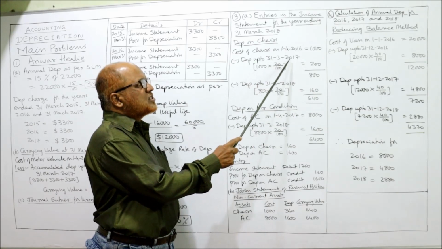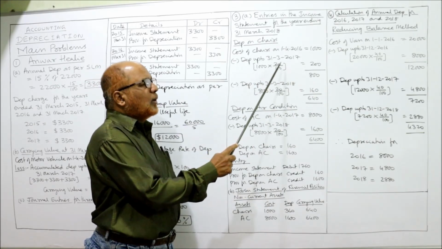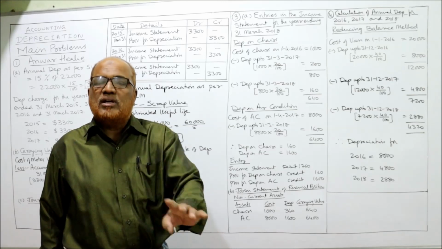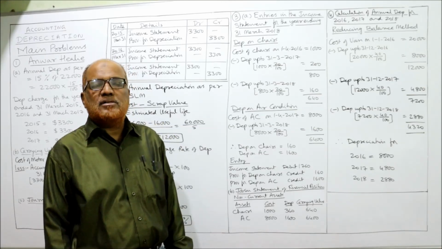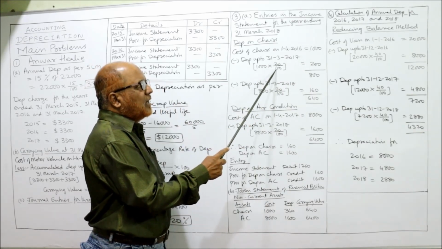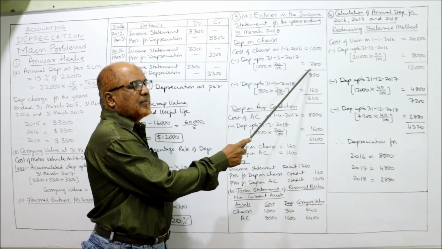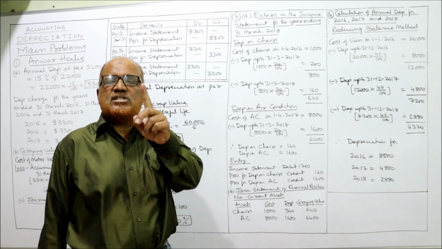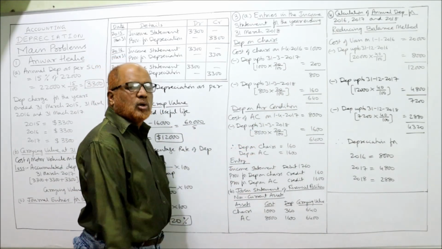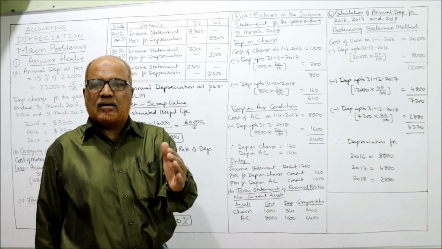Depreciation up to 31st March 2017. 20% on reducing balance method, that is what is given in the problem. So what is the cost here? 1,000. 1,000 into 20 by 100, you will get 200. 200 is the depreciation for the first year on chairs. Deduct 200, and 800 is the carrying value at the end of 1 year.